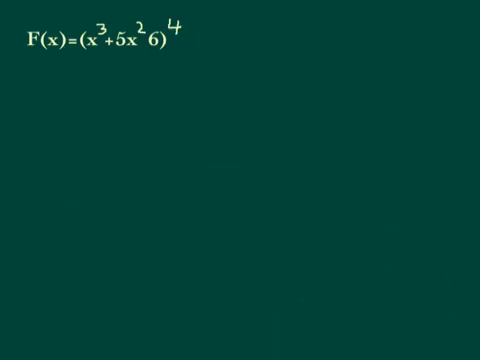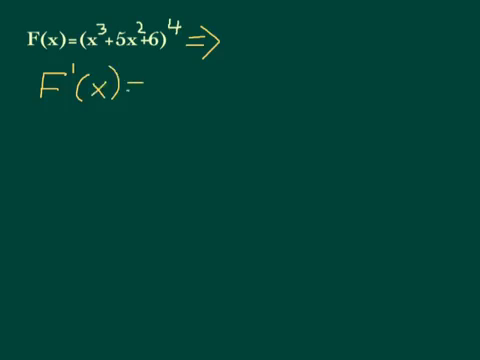Okay, this time our function is f of x equals (x cubed plus 5x squared plus 6) to the power of 4. In the past we would have had to factor this all out and square this all and raise this to the power of 4, and that would have taken ages. So the easy way to do it this time, we're going to use the chain rule.